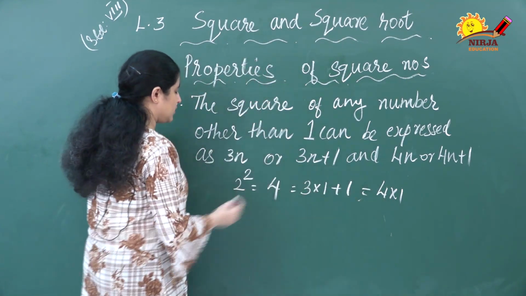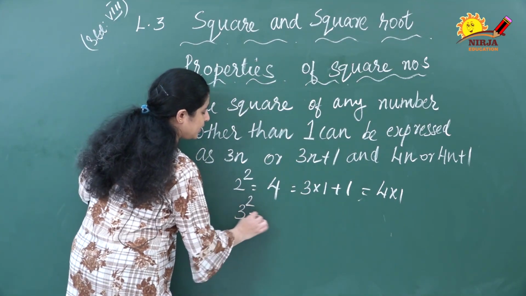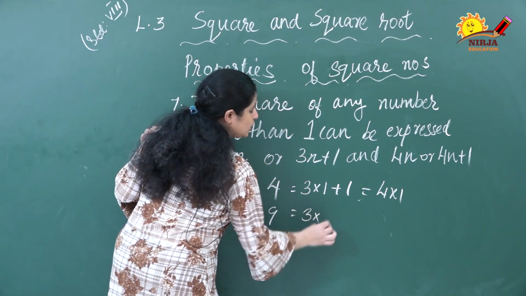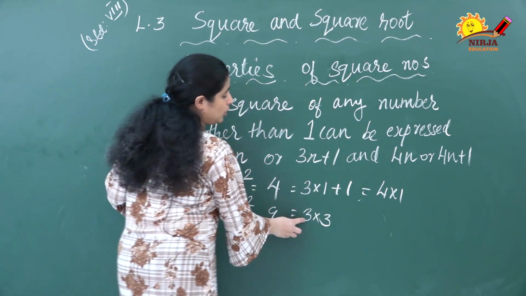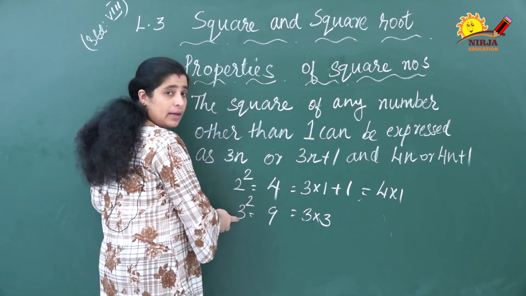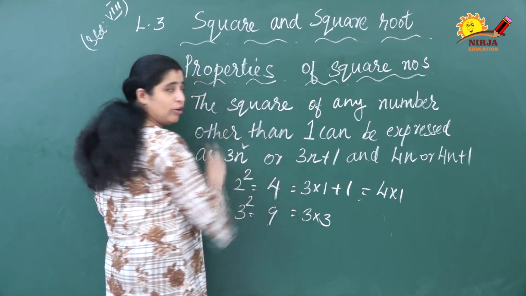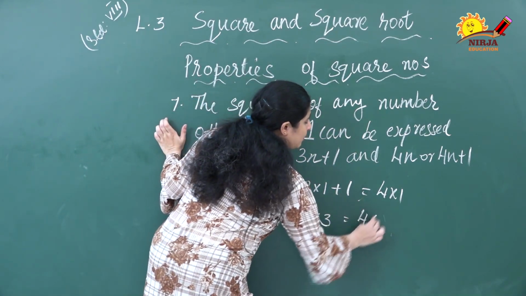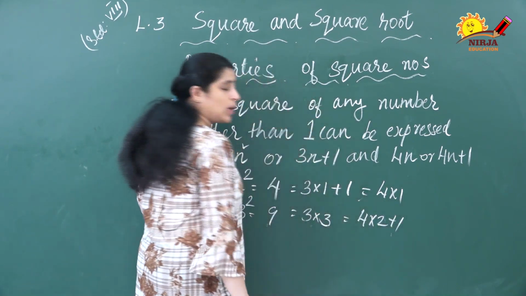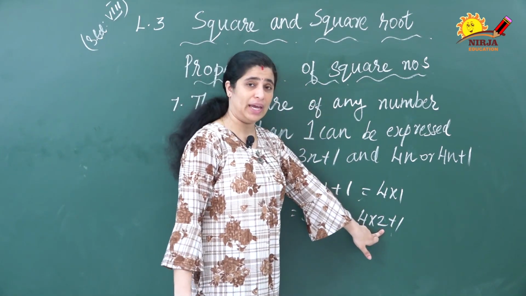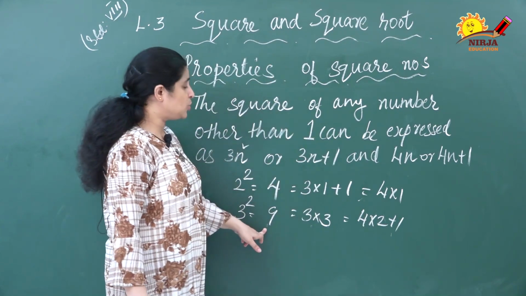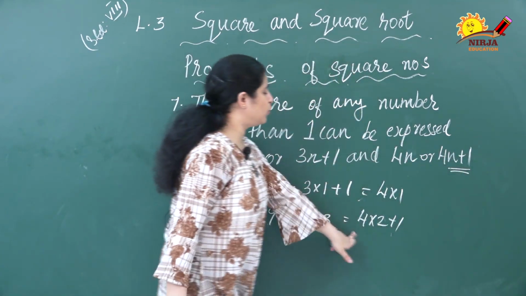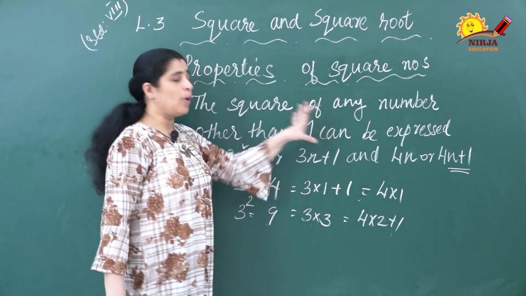I am going to take another example, that is 3 square. 3 square is equal to 9. This can be expressed in the form of 3n. 3 multiplied by 3, you will get 9. So that is in the form of 3n, and this can be expressed in the form of 4 multiplied by 2 plus 1. 4 multiplied by 2 is equal to 8. 8 plus 1, that is equal to 9. So this is in the form of 4n plus 1. So this property is true.